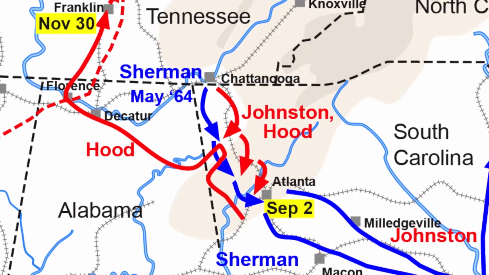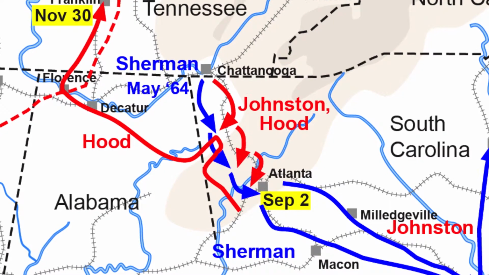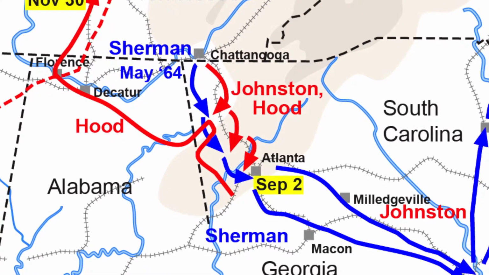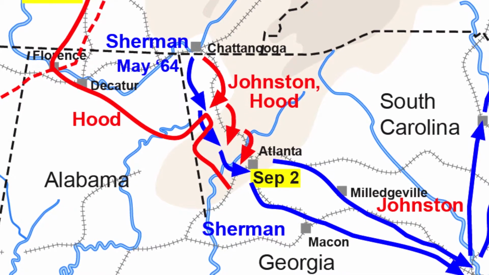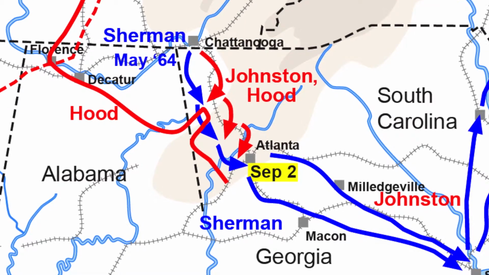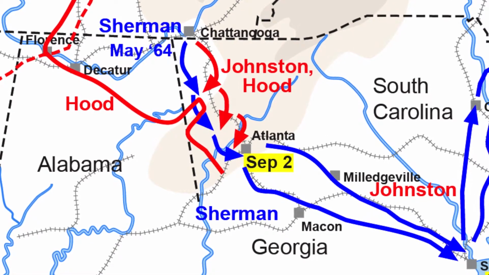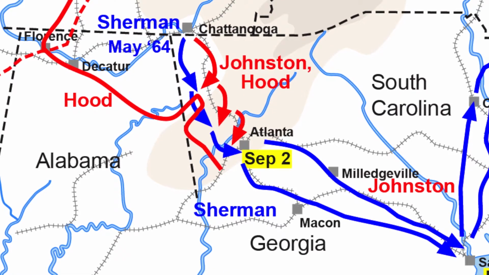He's replaced by General John Bell Hood. Hood is not nearly the tactician that Johnston was. Johnston managed to keep his army together, intact, and Hood is going to rapidly waste this army on useless attacks against the Federal forces.